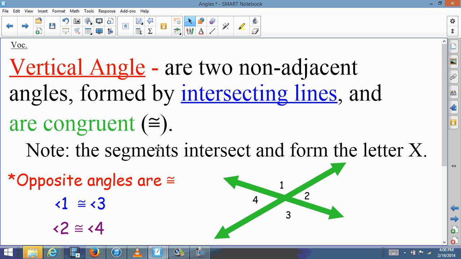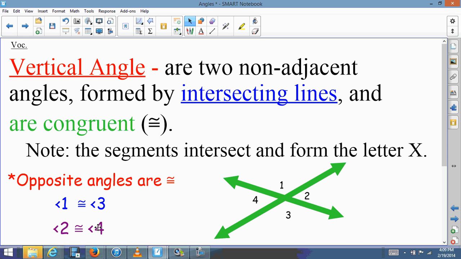Note, the segments intersect and form the letter X. So it's going to look like an X somehow. Here's a little star. Opposite angles are congruent. So opposite angles are equal in value. So angle 1, here up here, is equal to or congruent to angle 3. I notice they're opposite of each other, and that means they're equal to each other.